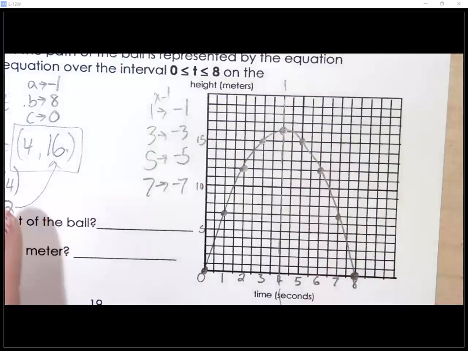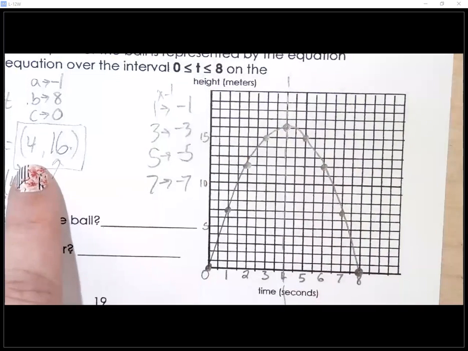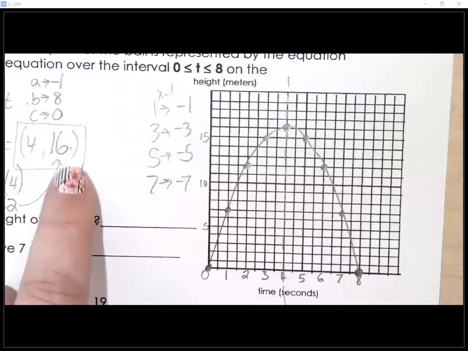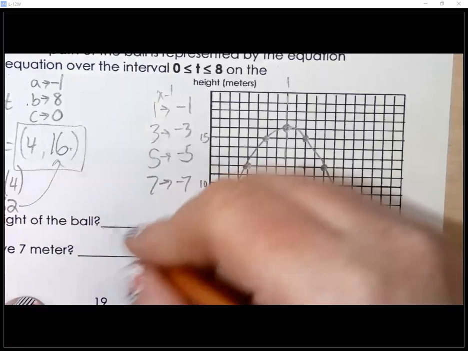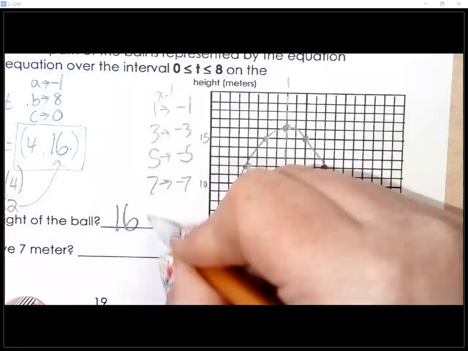Some kids are going to answer 4. 4 is not the height of the ball. It's the 16. What is the 4? It's the time, right? It's the time when it reaches the maximum height. So I could ask you 2 different questions that both have their answer come from the vertex. So I could say, at what time does the ball reach its maximum height? That would be 4. And I could also say, what is the maximum height that the ball reaches? 16. Okay, so in this case, they wanted that 16 feet. And then see if you can answer the last one.